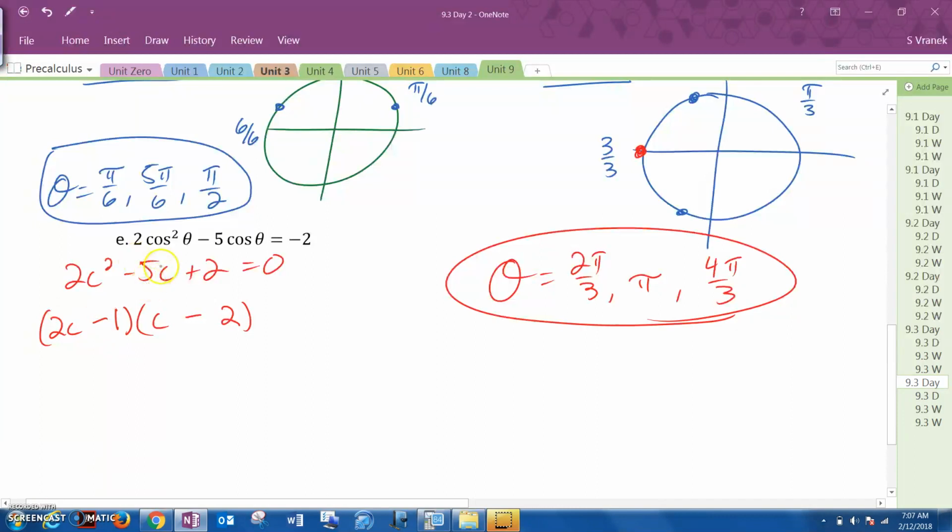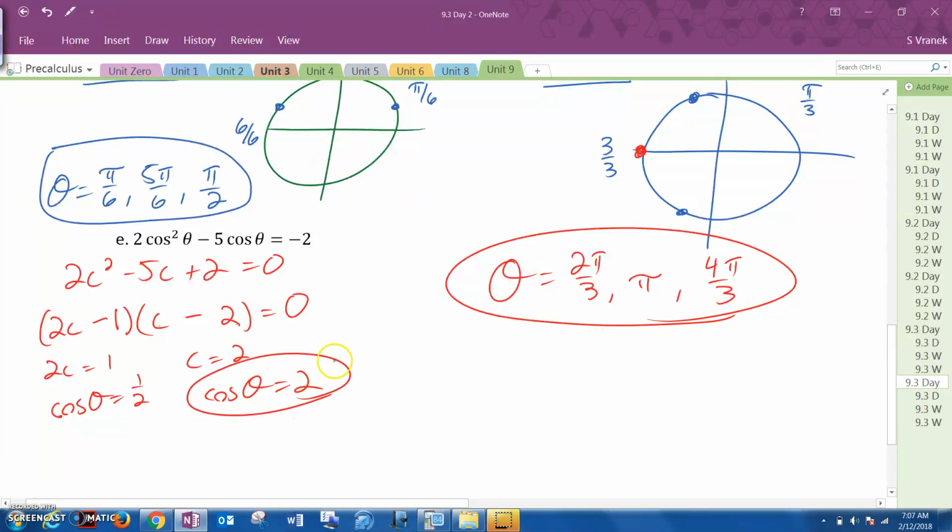Let's double check to make sure that's correct. 2 times negative 2 is negative 4. Negative 1 times c is negative 1. That is a negative 5. So that is the correct factorization of that. So we get cosine of theta equals 1/2, and cosine of theta equals 2.